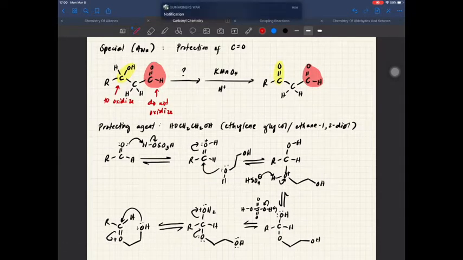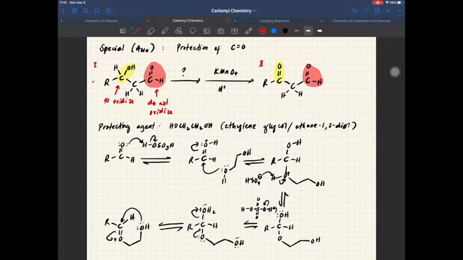Okay, so a special nucleophilic addition reaction is the protection of the carbonyl group. Suppose we have this example. We have a molecule containing an aldehyde and an alcohol, a secondary alcohol for that matter. But we would like to oxidize this molecule to form this product, from reactant 1 to product 2, which means that we only need to oxidize the hydroxyl group and not the carbonyl group. So how do we do that?